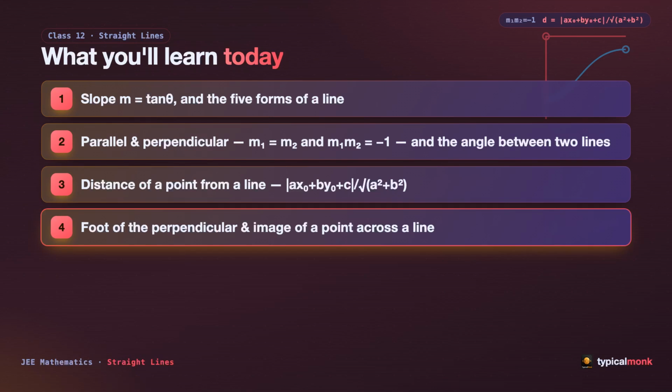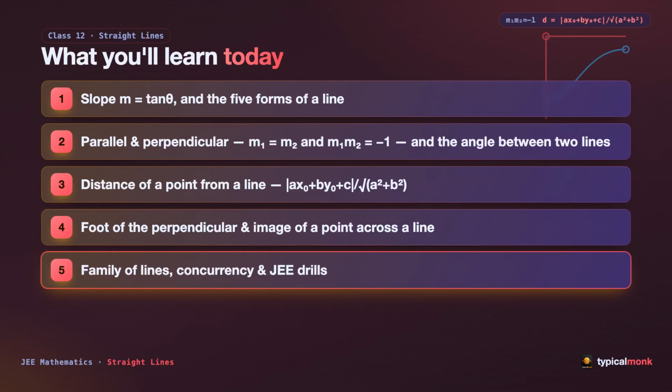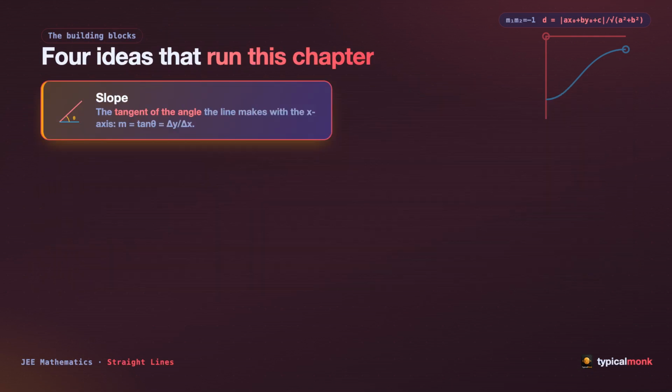Fourth, the foot of the perpendicular and the image of a point reflected across a line. And fifth, the family of lines, concurrency, and a set of JEE drills. One idea at a time. 4 ideas run this entire chapter. Look at them together first.